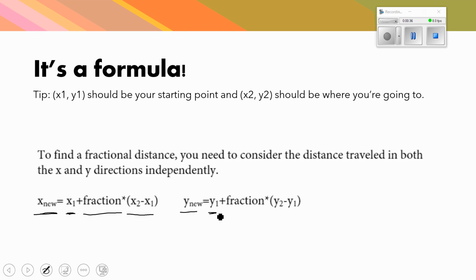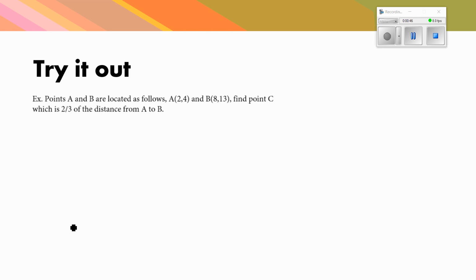And your x1, y1 should be your starting point, and your x2, y2 should be where you're going to. And with all this information, we're just going to straight up plug into a formula. So let's do an example. We have points A and B located as follows. A is at 2, 4, B is at 8, 13. Find point C, which is 2/3 the distance from A to B.